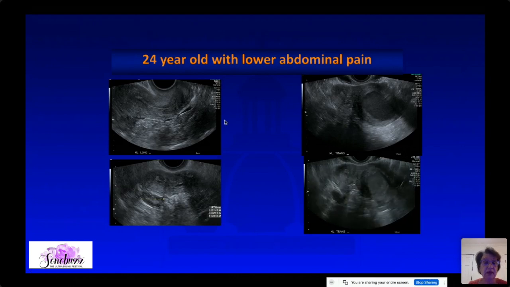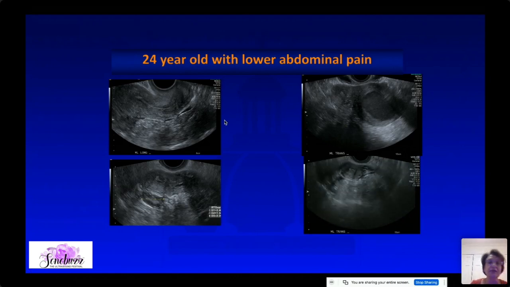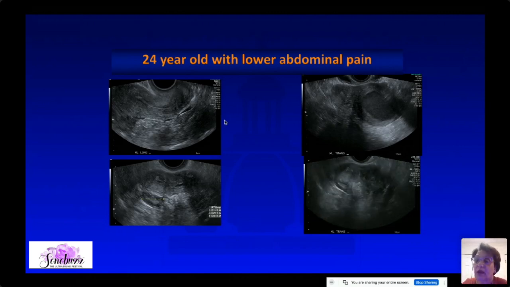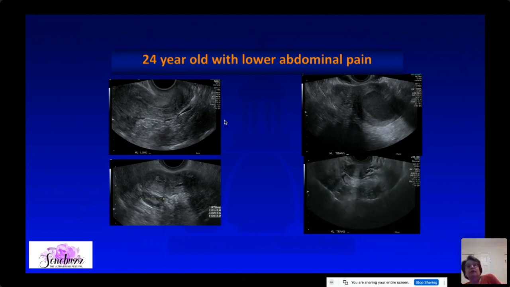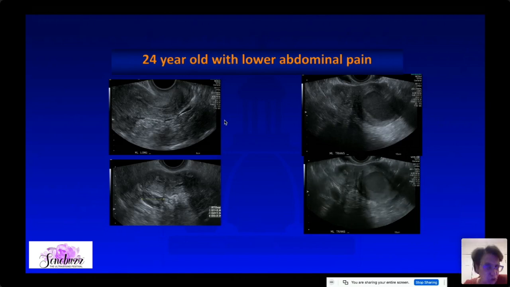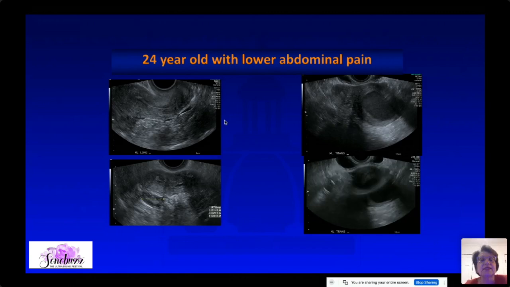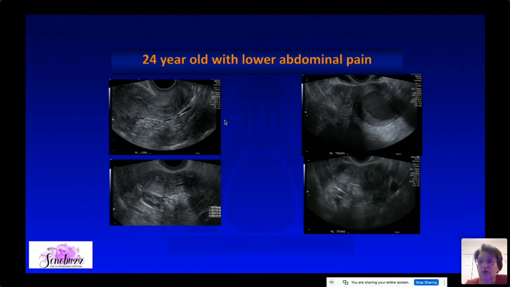Now, what about this case? So I'll finish by talking about some unusual cases. Now, usually uterine problems don't cause abdominal pain, right? Usually they cause vaginal bleeding. But this is a 24-year-old woman who had low abdominal pain.